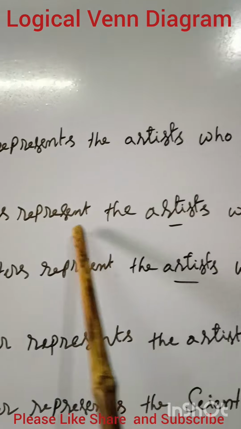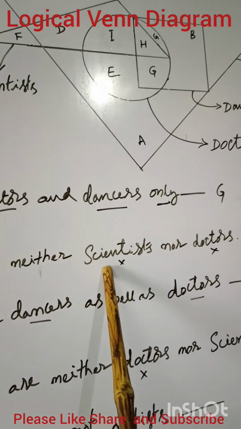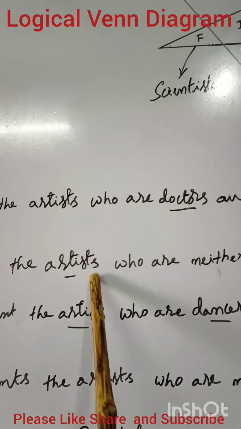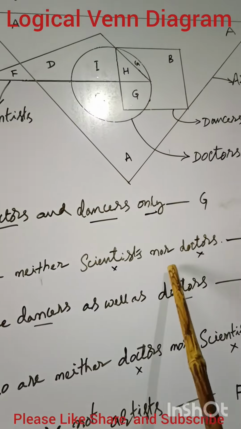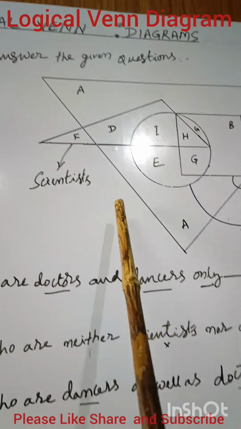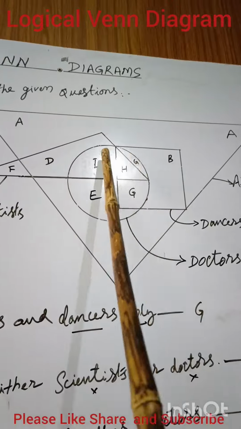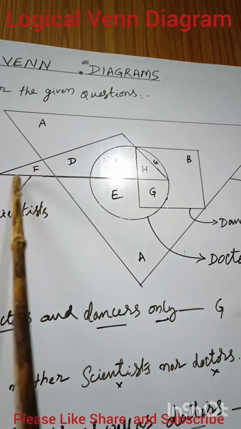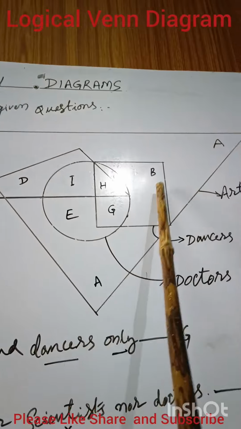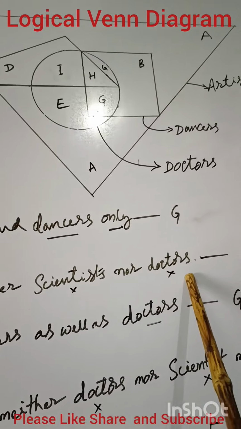Then which letter represents the artists who are neither scientists nor doctors? It should not be doctor, should not be scientist. So for that, what are the regions? This is artist, this should not be scientist. Scientist means the small triangle should not be covering, and in the same way for doctors, the circle should not be covering. Out of this, what are the letters? A is there and B is there. So A and B represent artists who are neither scientists nor doctors.